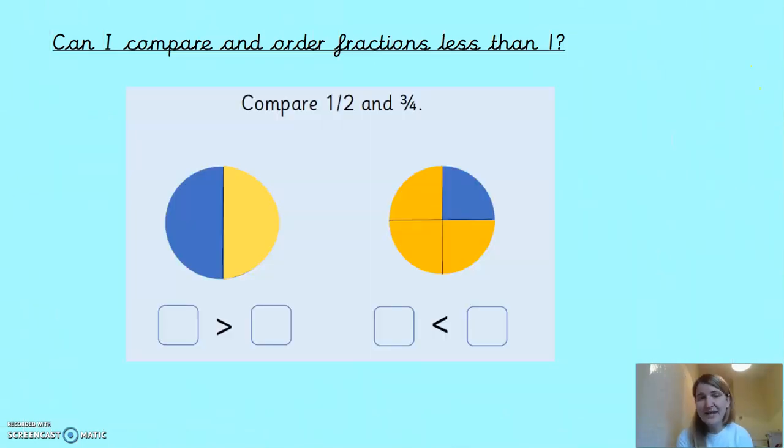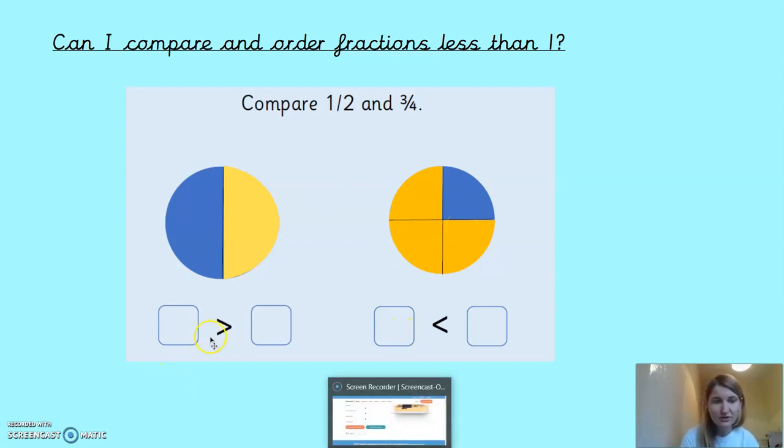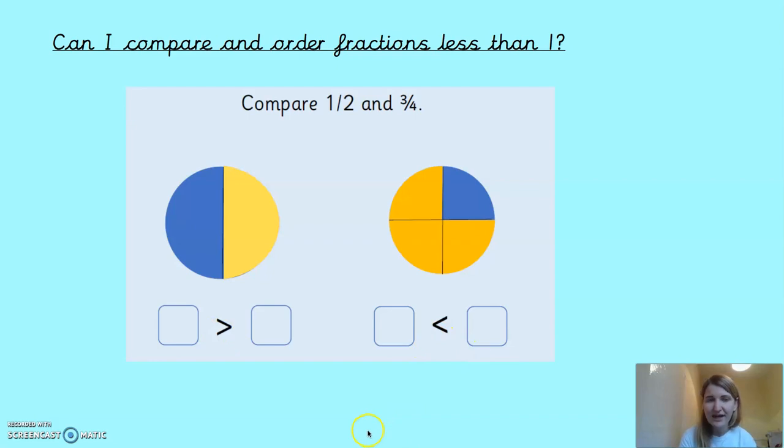Right, so today, like I said, we're comparing and ordering our fractions. So if you look at this picture, we've got a half here and we've got 3/4 here. Can we compare them using these signs? We've got greater than and less than, okay? Well, looking straight away, it's easy for me to see that 3/4 is more than, or greater than, a half because it takes up more of the whole. So I'd say 3/4 is more than a half, or greater than, and 1/2 is less than 3/4.